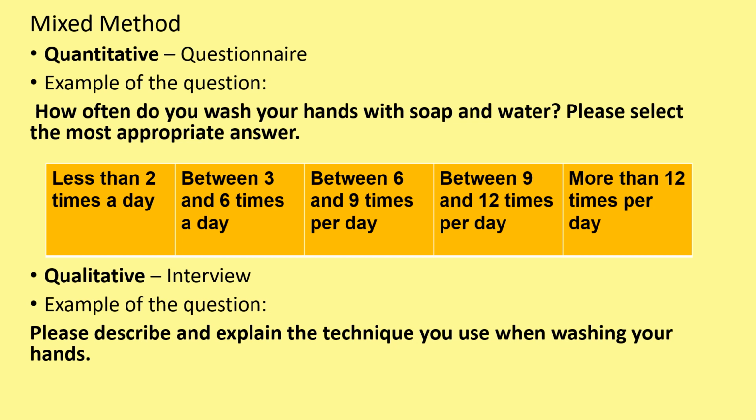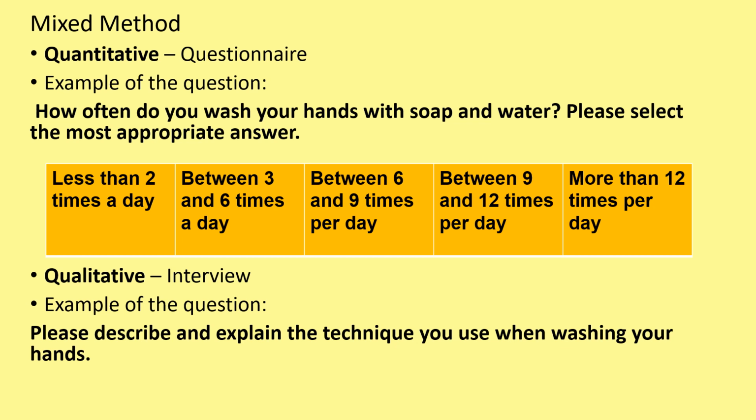Here on this slide, I have an example of a question. How often do you wash your hands with soap and water? Please select the most appropriate answer. This would allow my participants to select one of these 5 answers available on my questionnaire. Less than 2 times a day, between 3 and 6 times a day, between 6 and 9 times per day, between 9 and 12 times per day, and more than 12 times per day.